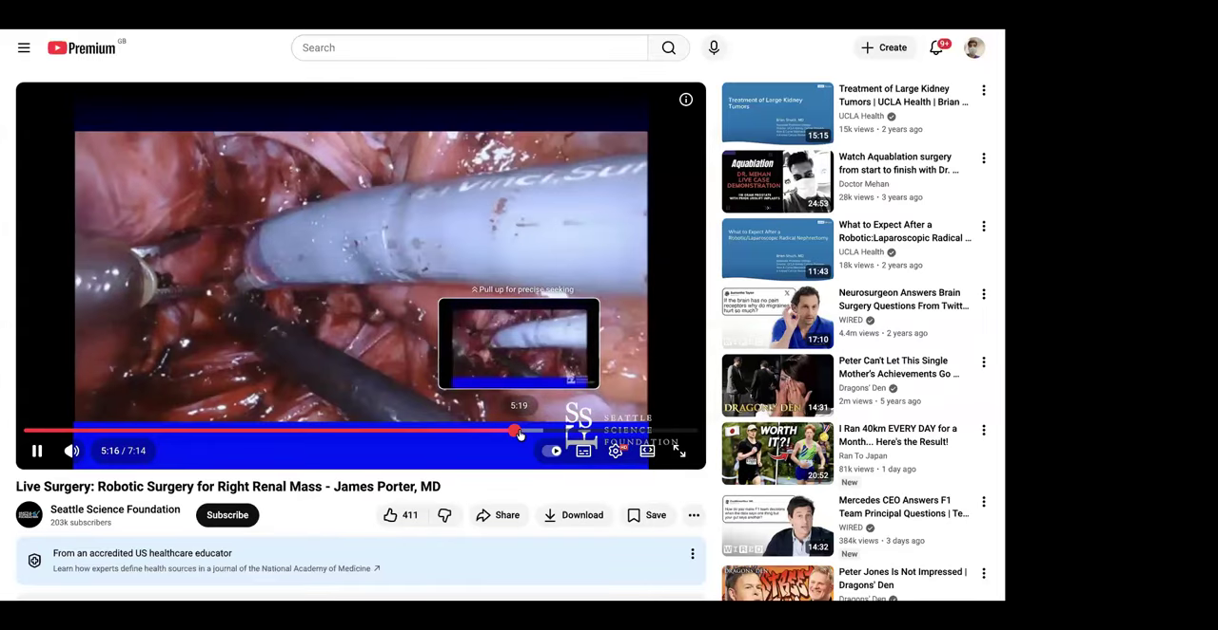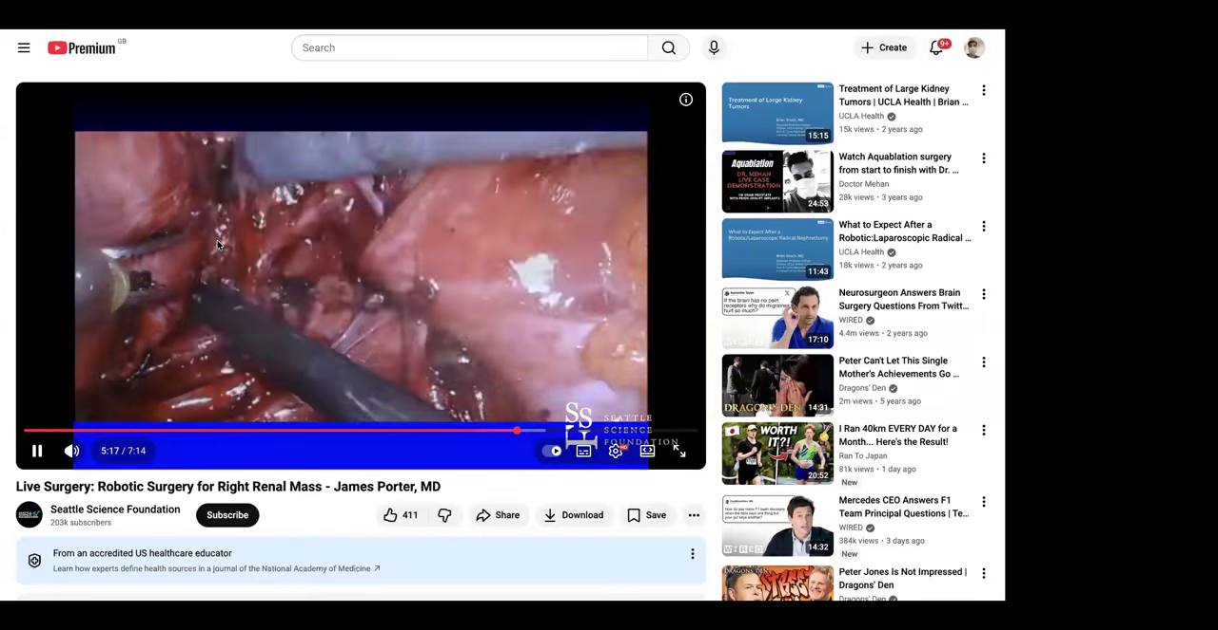So you can see the mass becoming more mobile. The surgeon's carefully cutting the mass away. And we can see that we're basically freeing up the final attachments. You can see we have a pretty large hole in the collecting system there, which we're going to oversew.